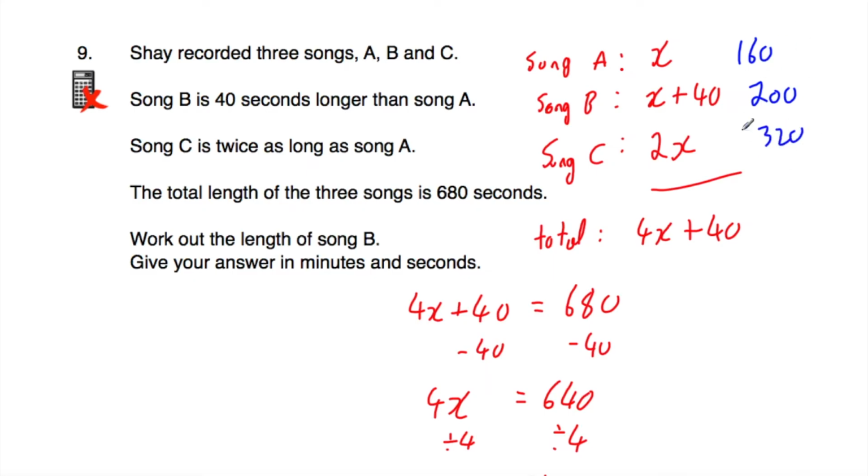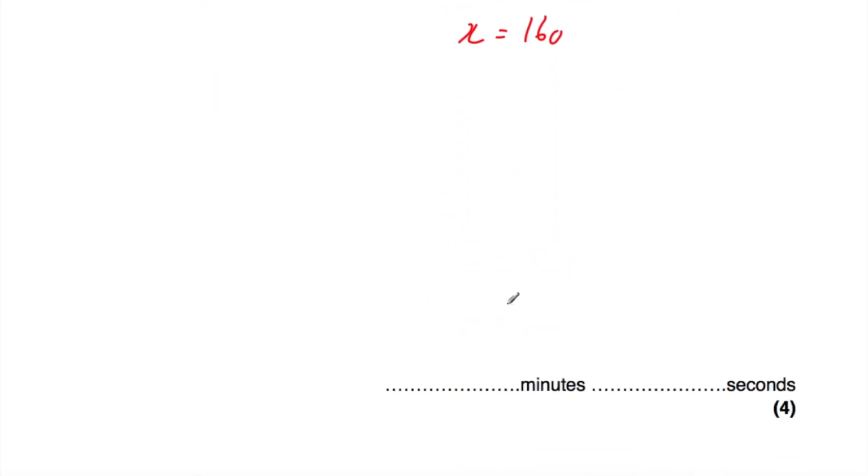And if we were to add these together, these 160, the 200 and the 320, that's equal to 680 seconds. So we know we've got that right. Now the question says work out the length of song B. Song B is 200 seconds. So let's write that down, that song B is 200 seconds.